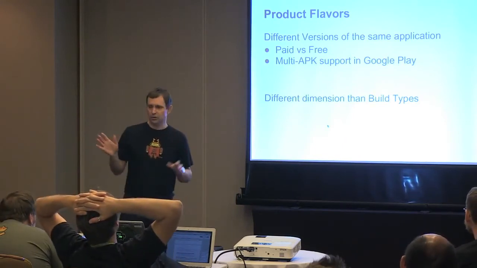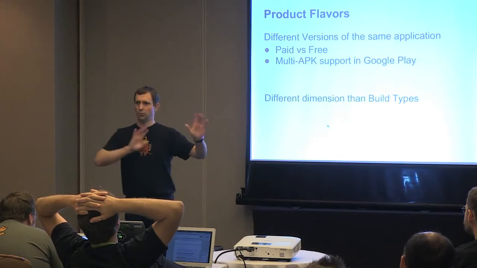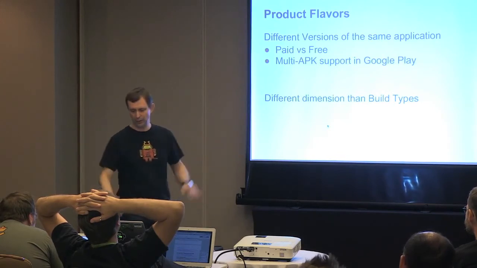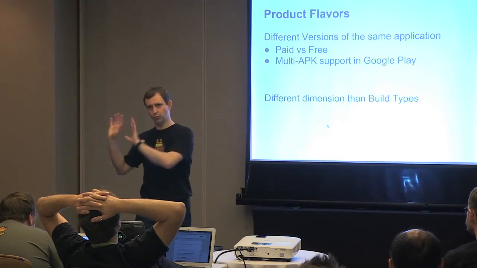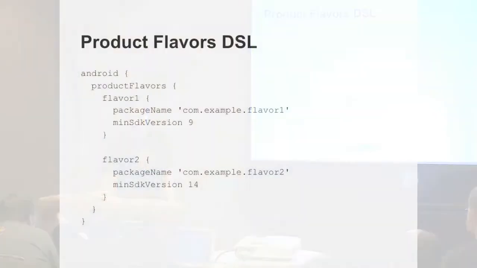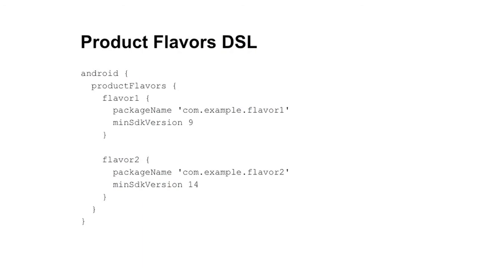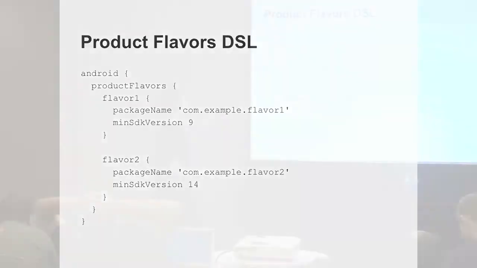So the idea is to have 2 different dimensions. One is build type, one is product flavor, and you combine them to make a build variant. So build type, product flavor, and then build variant is the result. You create them the same way you create the rest. You always have a container called product flavors, and then you just create them inside. So here I'm creating 2 different versions.